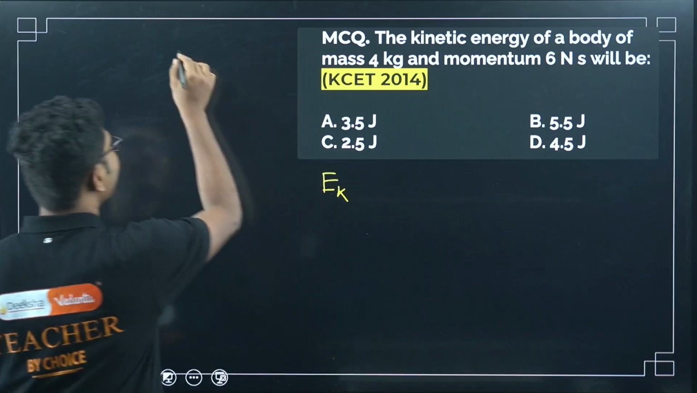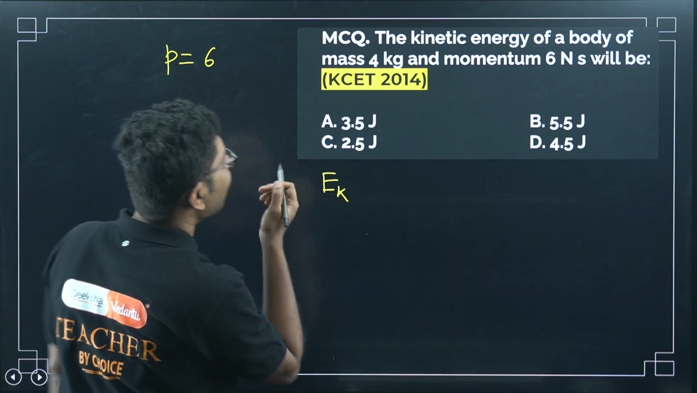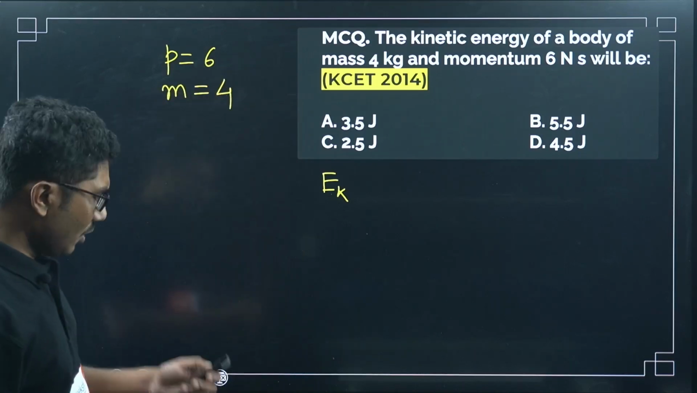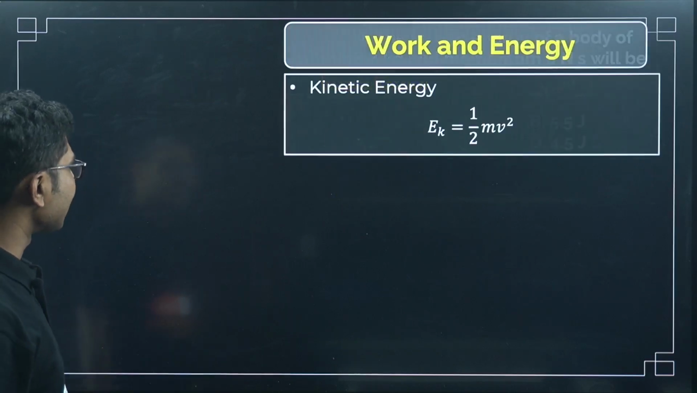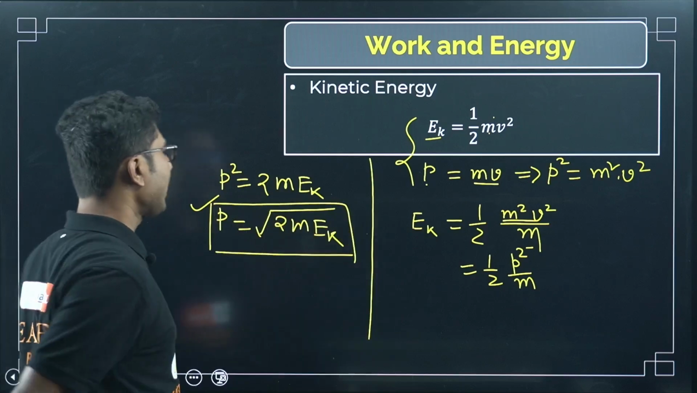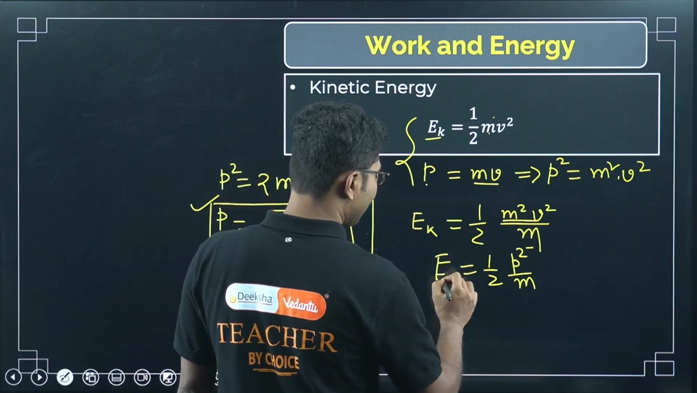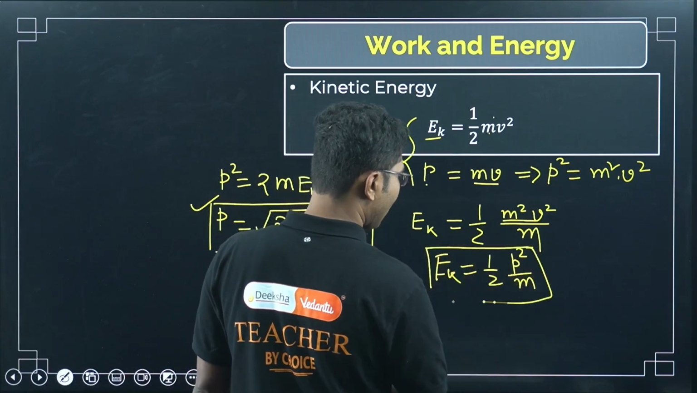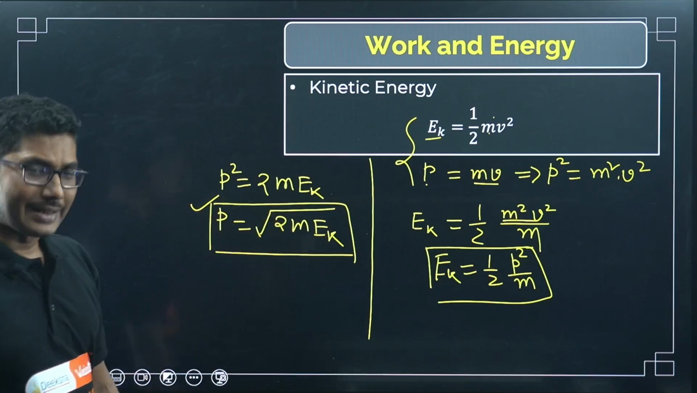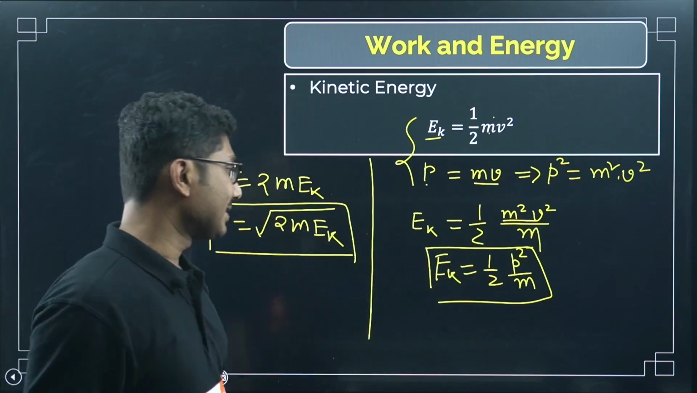Momentum is given as 6 newton seconds, and mass is also given as 4. So we know from our previous discussion that momentum and kinetic energy are related using this equation. If you want to directly find the kinetic energy, you have to use this equation. Or you can start from here, square the p, then apply it, that is also fine, but we will directly use this formula because we have already just derived it, right?